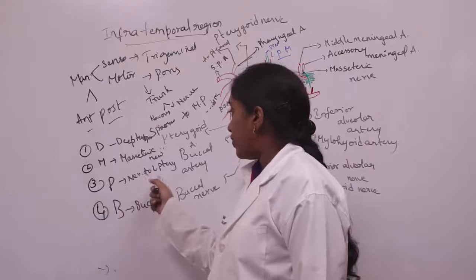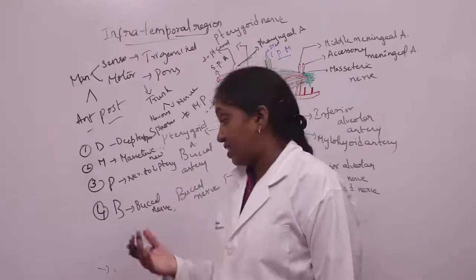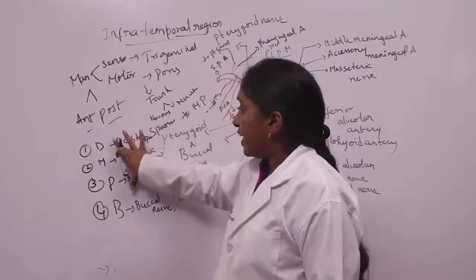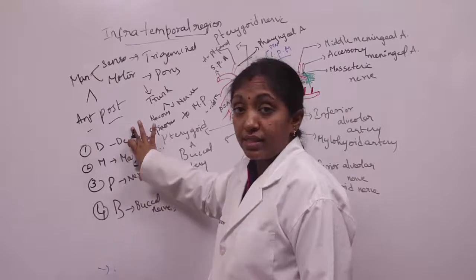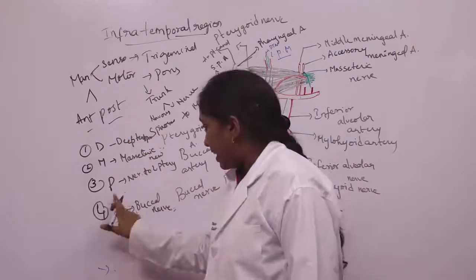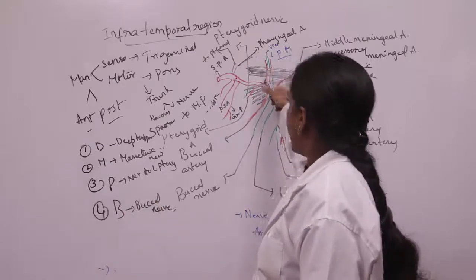And P stands for nerve to lateral pterygoid, which supplies the lateral pterygoid muscle, which is an important muscle of mastication. And the buccal nerve is the only sensory part. Here, see, the anterior division is mostly motor, it supplies the muscles, and a small part is sensory, that is the buccal nerve. This is the buccal nerve. The buccal nerve emerges between the two heads of the lateral pterygoid.